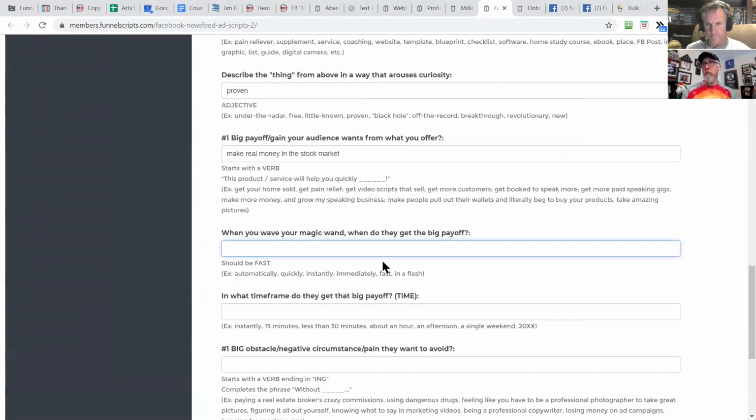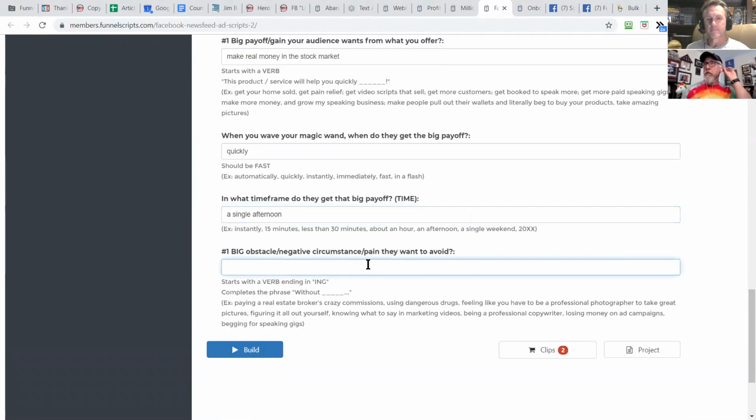Today, or well, quickly. And what time frame? A single afternoon. And the big payoff without struggling to, well, okay, what's a big obstacle, negative circumstance that they want to avoid? Let's talk this out. Wasted time's big. You just do research after research and you get paralyzed with the analysis. Without wasting time. I'm trying to incorporate everything you just said because that was perfect. Wasting time, researching, paralysis by analysis. Researching stocks. And avoiding paralysis by analysis. There you go.